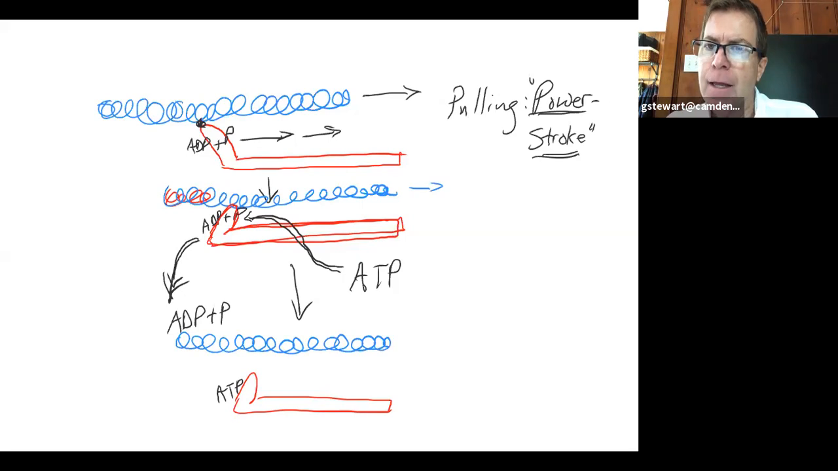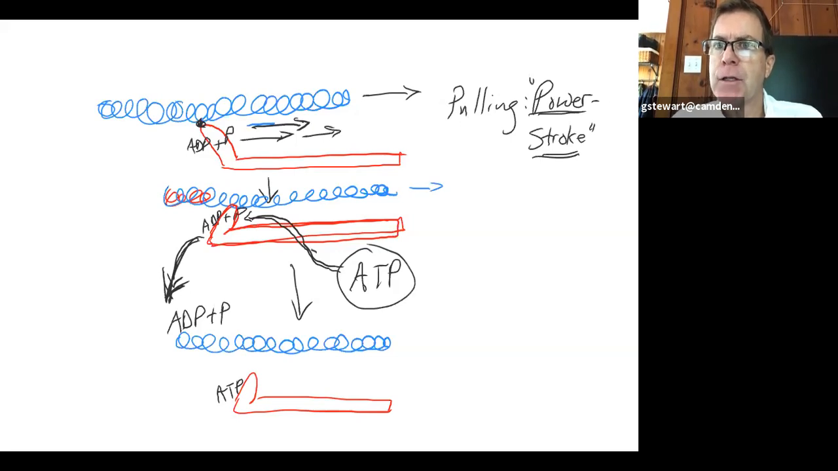The myosin head then reaches up, attaches to actin binding site, and the power stroke of pulling actin toward the M line occurs. Then ADP and P are released. A new ATP molecule attaches to myosin. Myosin head can now release from actin, and the whole process can start over.